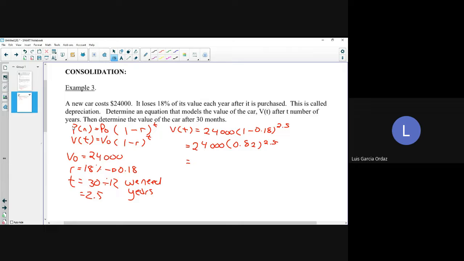Lucas, the 12 is from the number of months in a year, because we need it in years. In order to go from months to years, I need to take my 30 and divide that by 12, because there's 12 months in a year. So now you're going to do 0.82 to the power of 2.5, and then multiply by 24,000. Then type out in the chat what the car is worth after 2.5 years. Remember, with money, it has to be 2 decimal places.